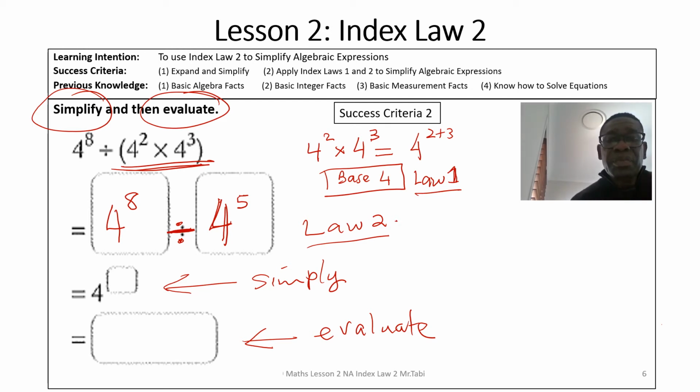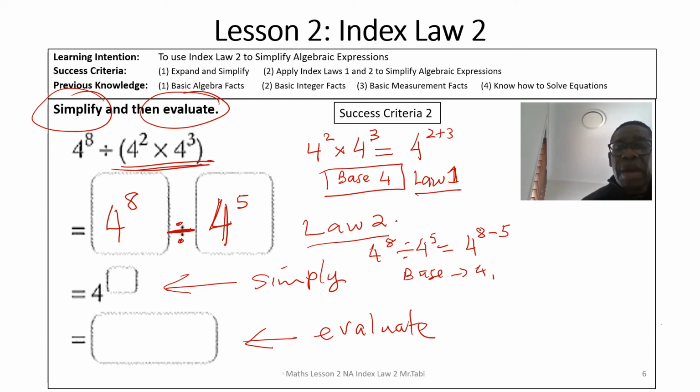So 4 to the power of 8 divided by 4 to the power of 5 is simply equal to 4 to the power 8 minus 5. Remember, the base is still 4, same base. So 8 minus 5 gives me 3. So 4 to the power of 3 is my simplified answer.